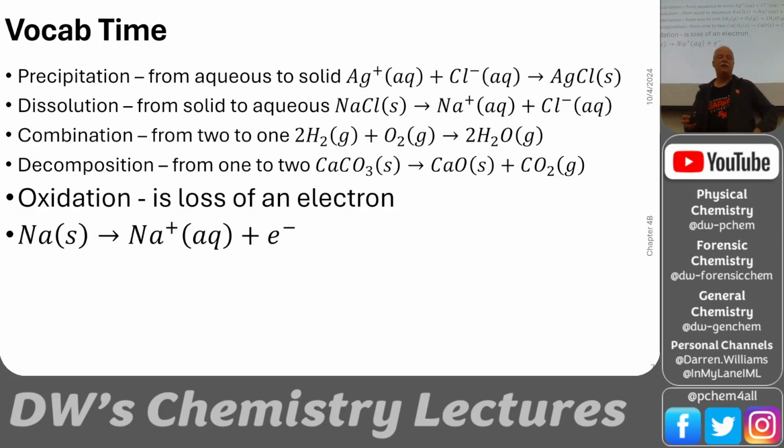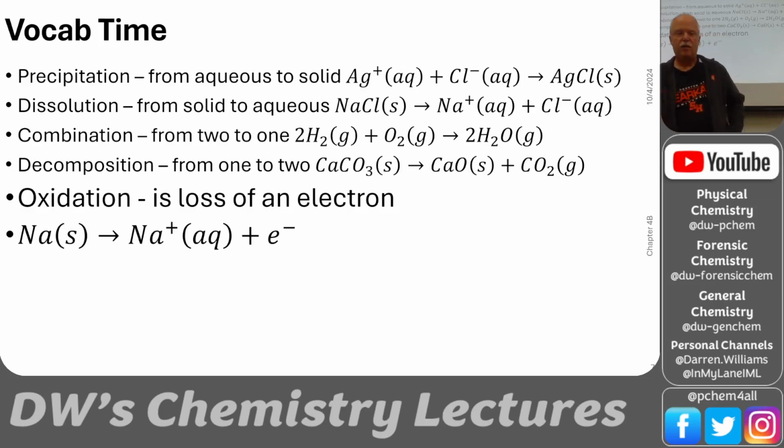So sodium solid is going to sodium cation, aqueous, and an electron. It's giving that electron to something, or that electron's going through a wire, which we'll see in a minute. That's how a battery works. But that's oxidation. It's loss of an electron. So sodium solid, as it goes past the arrow, has lost an electron. So that's what we're talking about. The sodium solid, the neutral element sodium, is losing an electron and becoming a sodium cation.